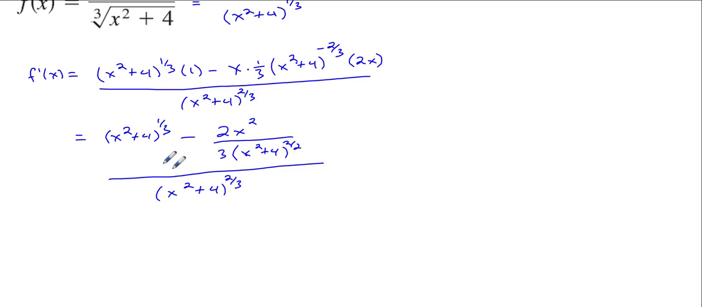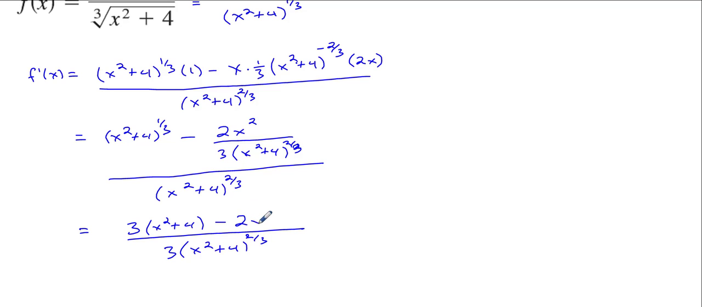Okay, great. Well, we better combine these two fractions. So I need 3 times this stuff, top and bottom. 3 times x squared plus 4 to the, was that 2/3 power? I keep writing a 2 today. I don't know what's going on. All right, 3 times this times this. Like bases, add the powers. 1/3 plus 2/3 is 3/3. So it's just going to be 3 times x squared plus 4.